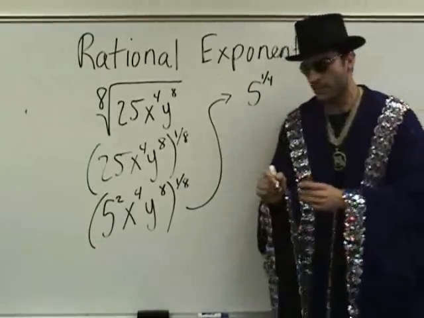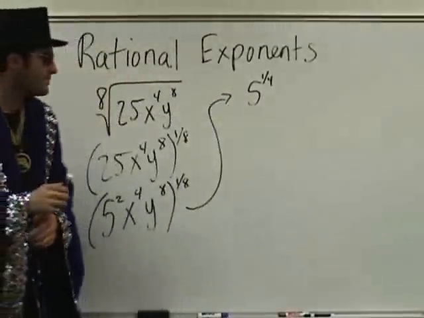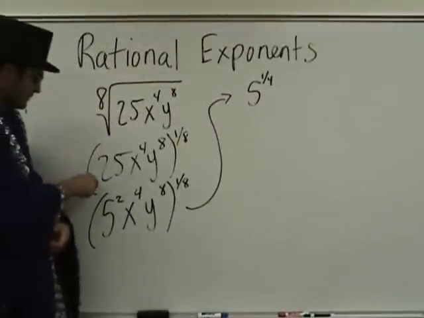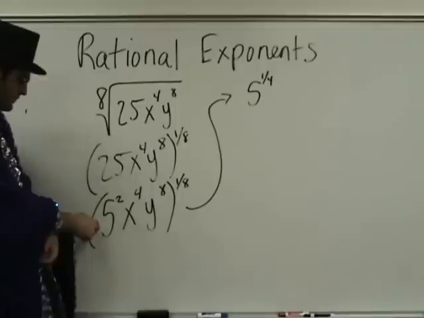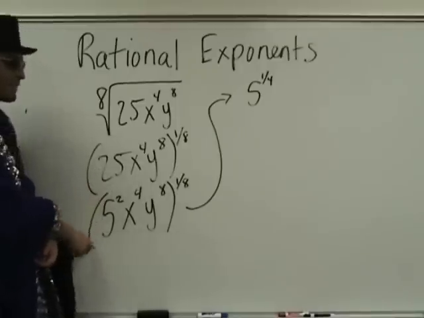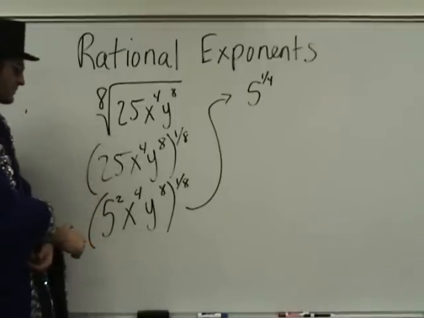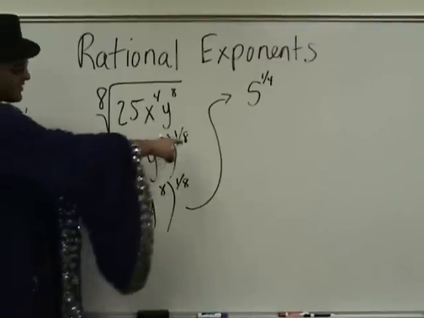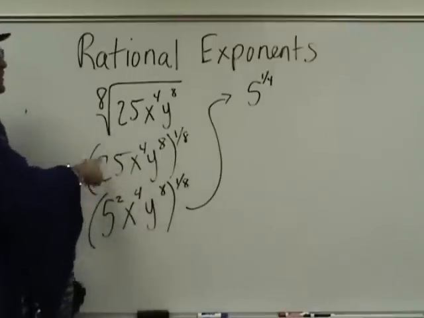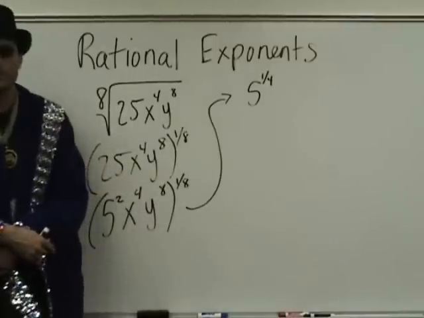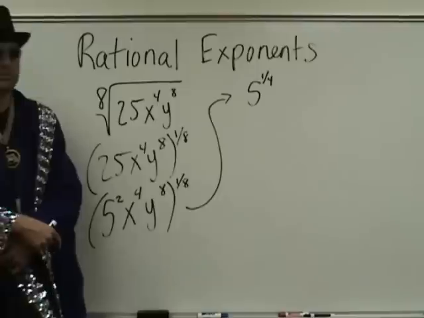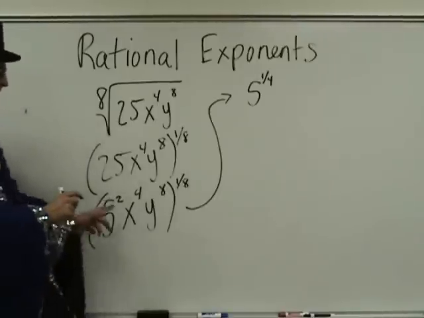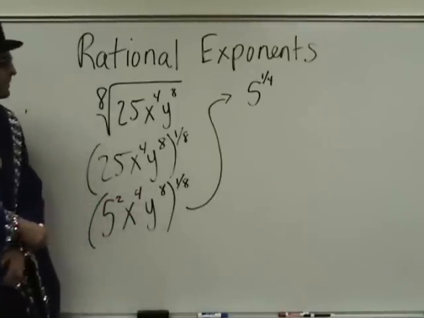Question. How do you get from 25x to the 4th to 5 squared? 25 is 5 squared. Does it matter what the exponent is on the outside? No, we didn't change the exponent. You just wanted to change the base. Yeah, I changed the base first. Do you have to change the base first, or could you distribute? You could distribute first. I decided to get them all ready, prep them up.